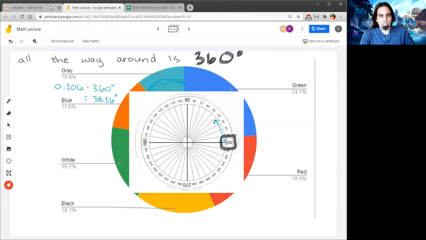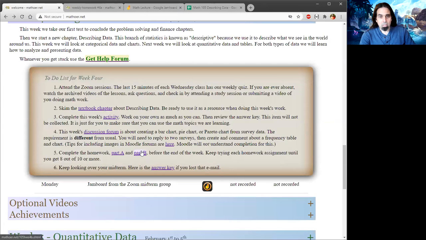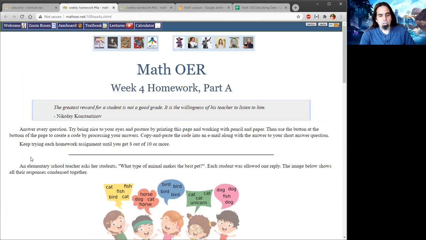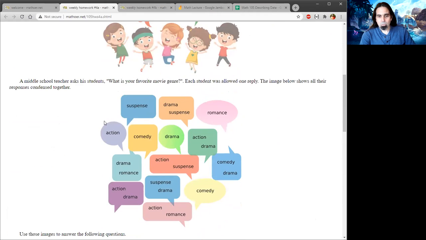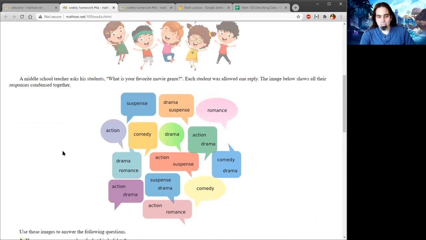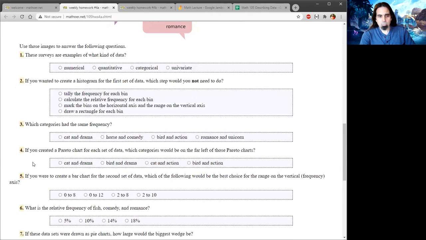Your homework is different. Part A, Part B. Part A has two surveys. What type of animal makes the best pet? And what's your favorite movie genre? And then we ask you different questions about that.